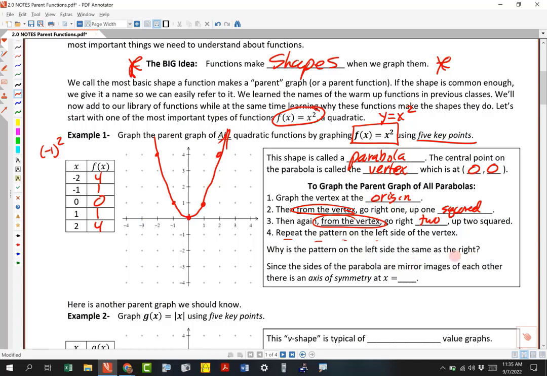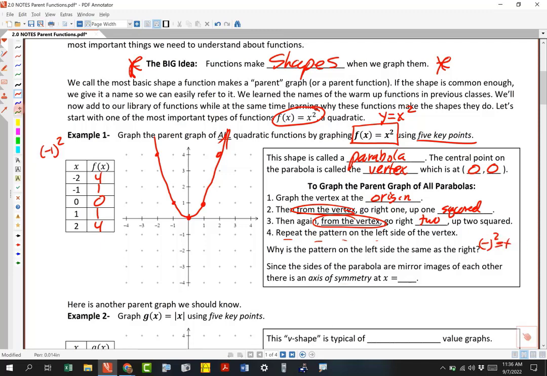So why is the pattern the same on the left as it is the right? Why do I get the same 4, 1, 0, 0, 1, 4? Lizzie? Yeah, because when you multiply a negative times a negative, you're going to get a positive. Okay? So negative times negative is a positive. Or I'm just going to write negative squared equals a positive. Okay? That's why we're going up on both sides.